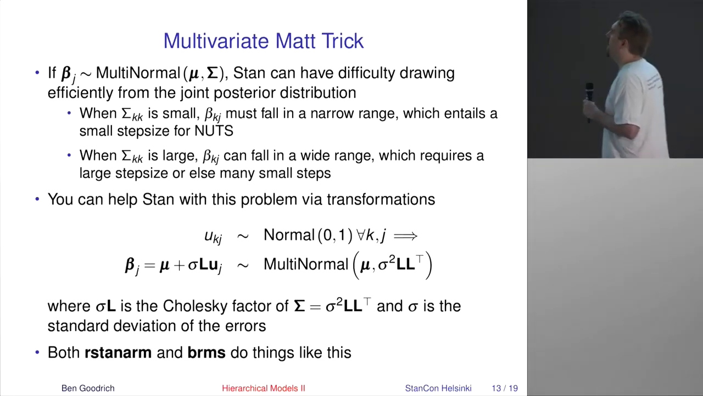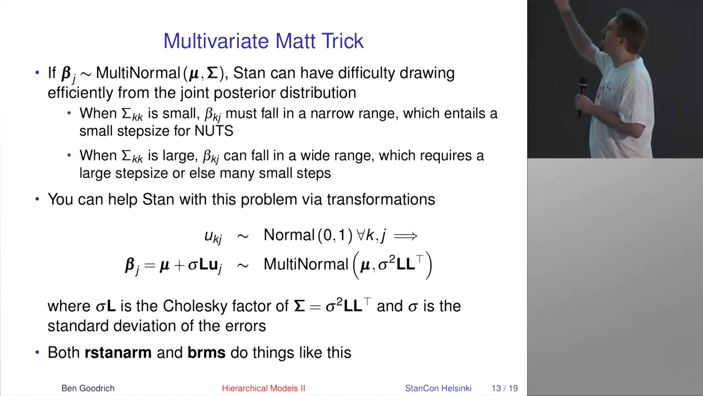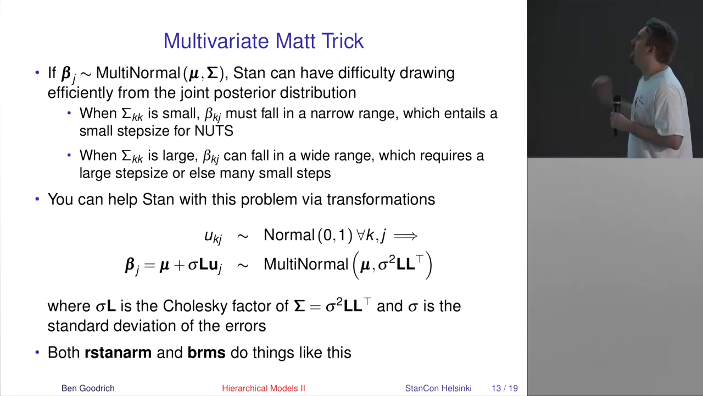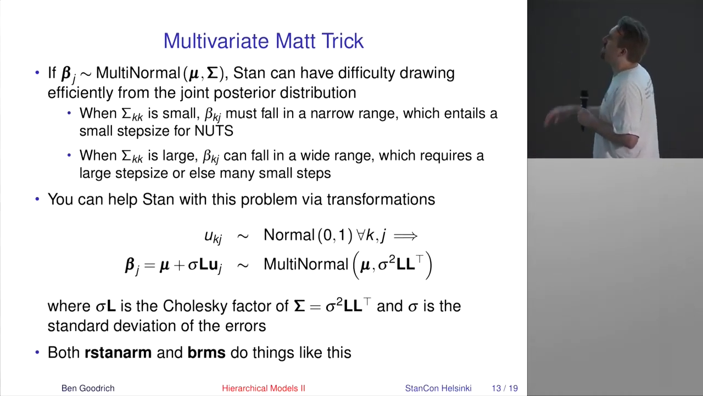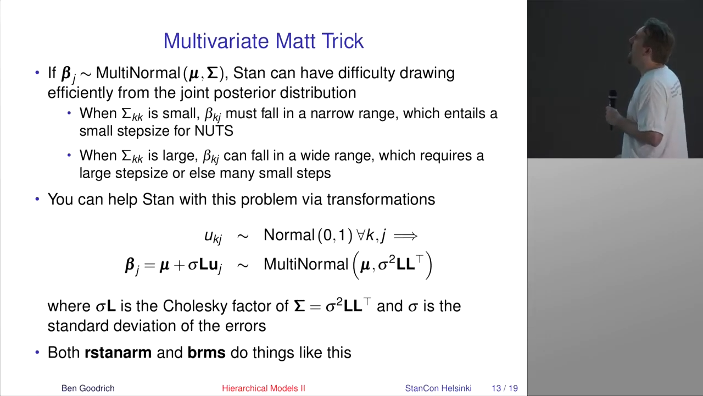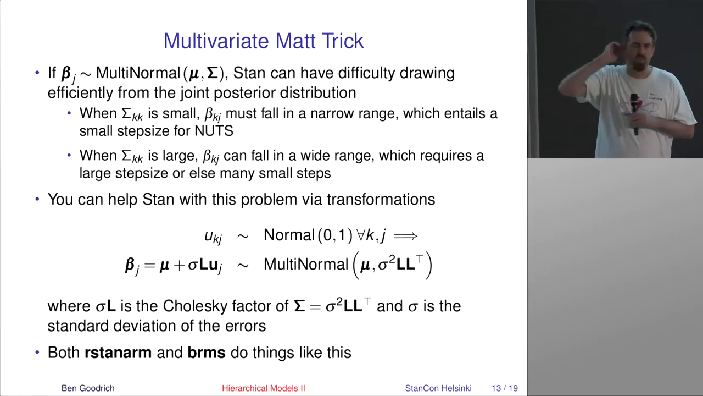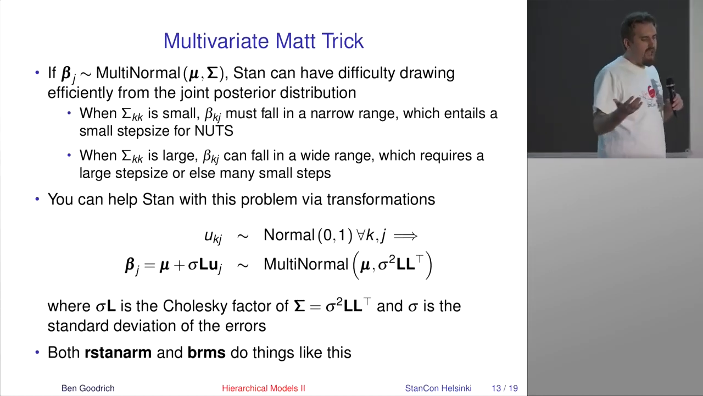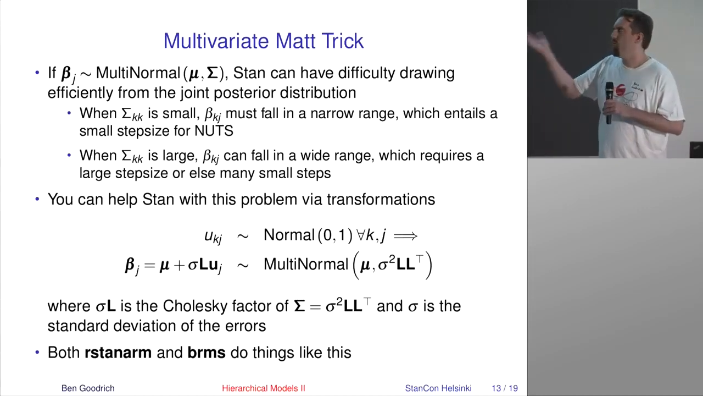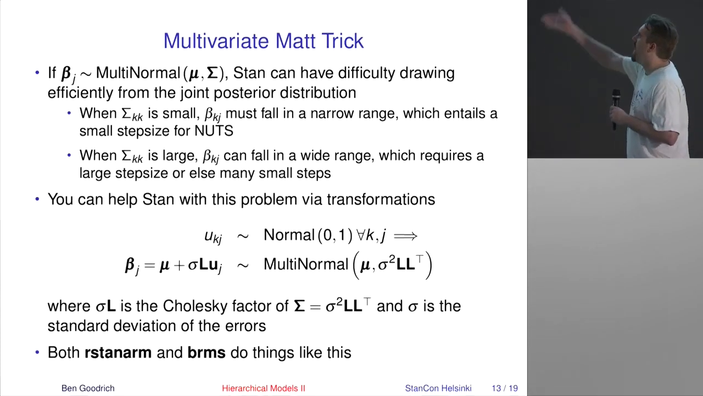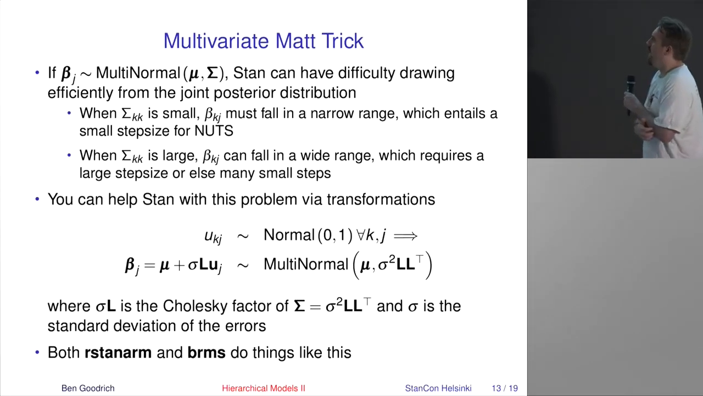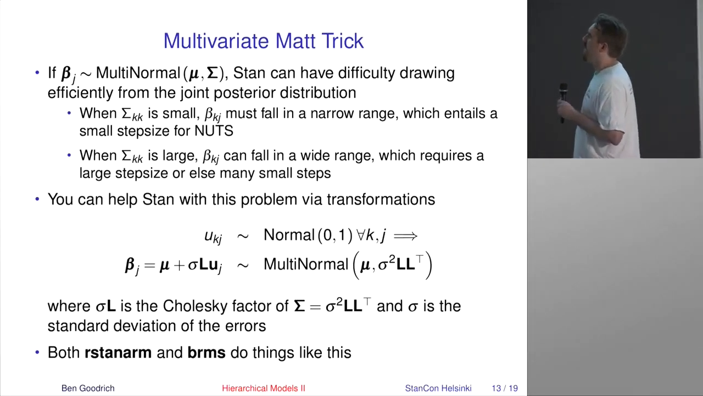perhaps multiplied by a scalar, in this case sigma. Anyway, so you can take u, pre-multiply it by a Cholesky factor, scale it up by the standard deviation of the errors in the observation, shift it over by a mean vector mu, and the distribution before you see the data of beta j is now multivariate normal with mean vector mu and covariance matrix equivalent to the sigma that you started with.